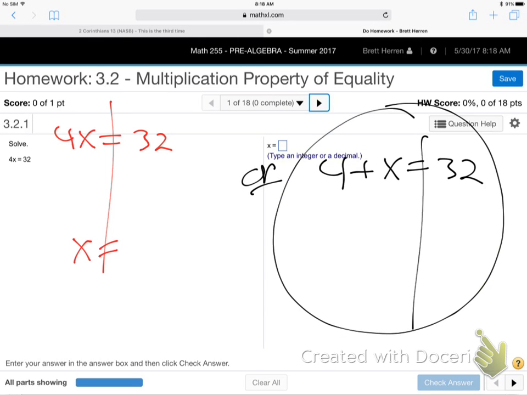So this one over here is from the last section. This would be a problem like the ones from the last section, right? What did we do in that last section all the time? How did we get x alone all the time?